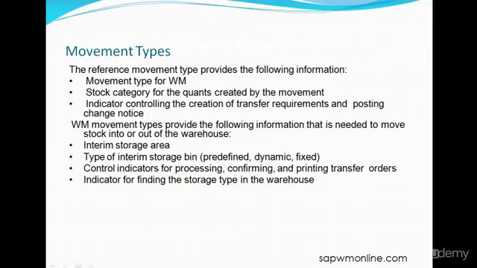The WM movement type that we saw provides the interim storage area. This interim storage area tells us if the stock is coming into the warehouse or going out of the warehouse. It also provides the type of interim storage bin, whether it is a predefined, a dynamic, or a fixed storage bin, the control indicators for processing, confirming, and printing the transfer order, and the indicator for finding the storage type in the warehouse.